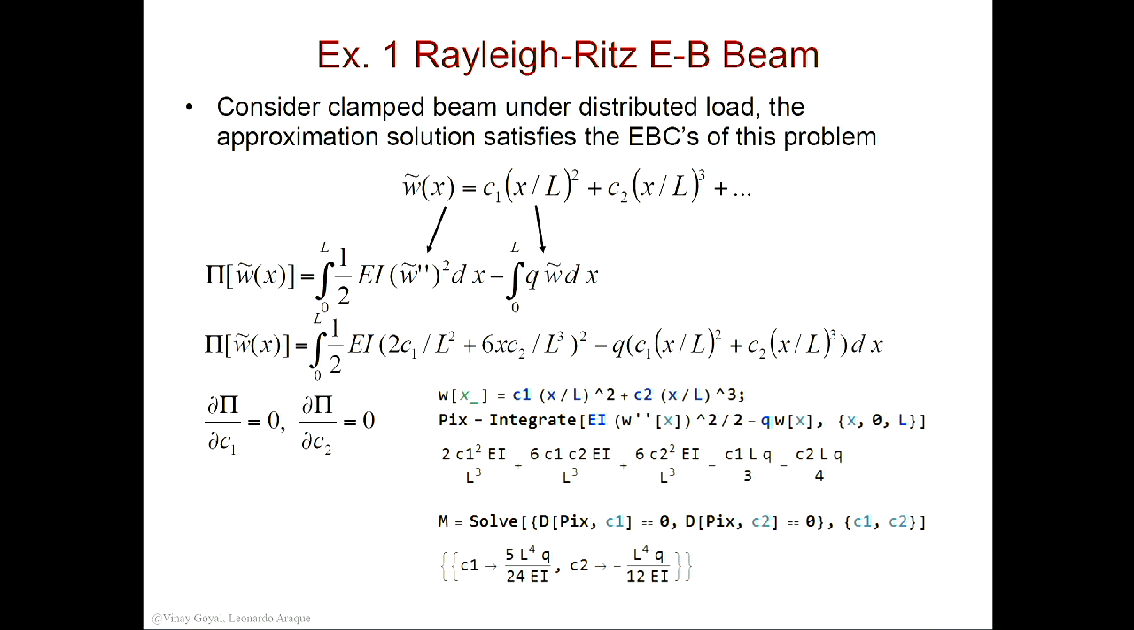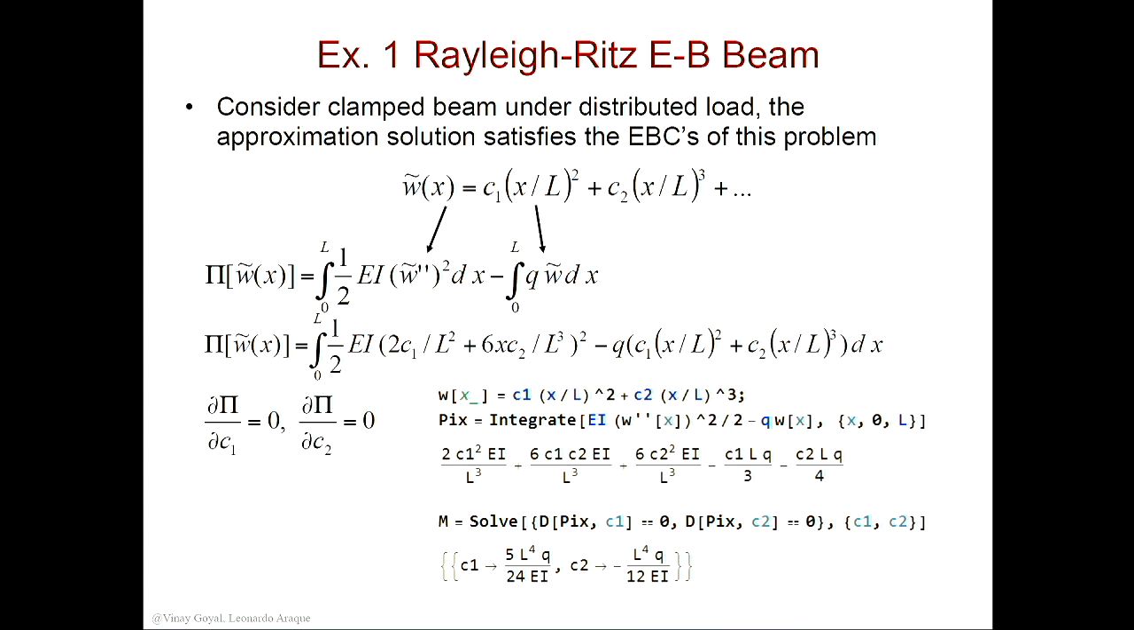Take a clamped beam like the one I showed, under distributed load. This was the total potential energy. This is the approximate solution, so that's the form that I'm going to select. And you can see very quickly that this approximate solution satisfies the essential boundary conditions, because W at 0 gives 0, and it's clamped on the left-hand side. That makes sense. If I take the derivative of this and set x equal to 0, I also get 0. It works out as a clamped boundary condition on the left-hand side at x equals 0.